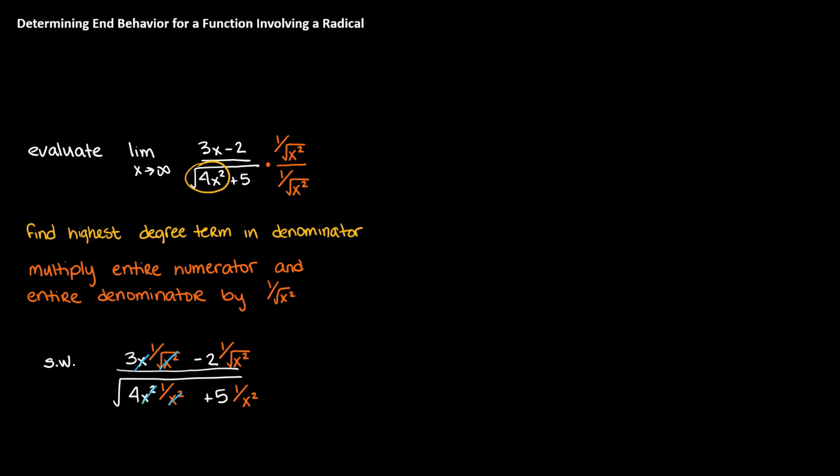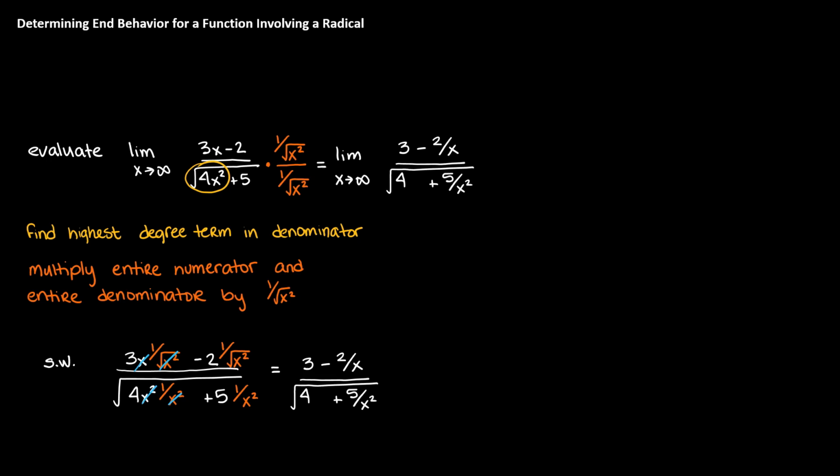Now we can simplify, rewrite our function, and then bring it back up to our limit. Again, anything that has an x in the denominator with a constant in the numerator tends to 0. The only thing we have left on top is a 3, and on bottom it's the square root of 4, so our limit would be equal to 3/2.